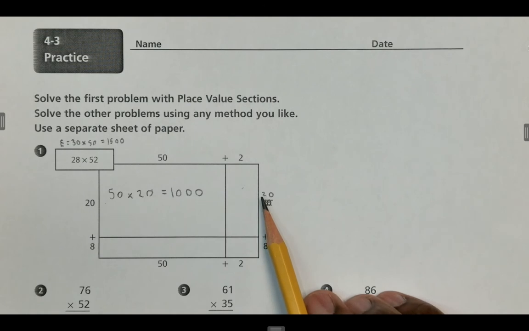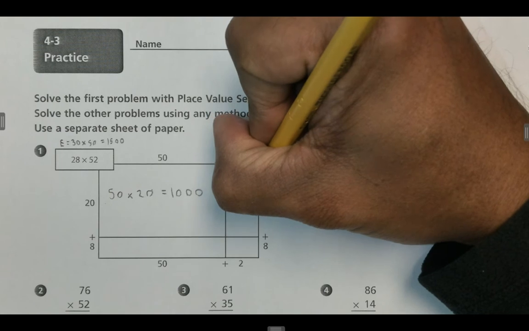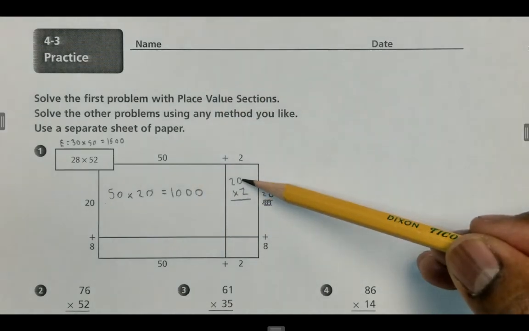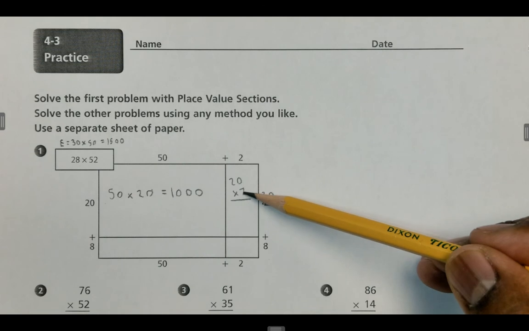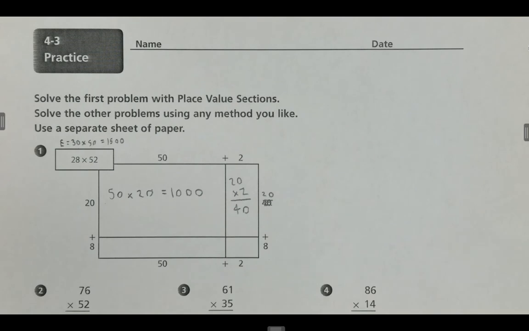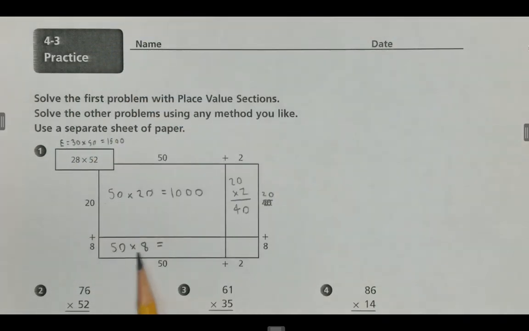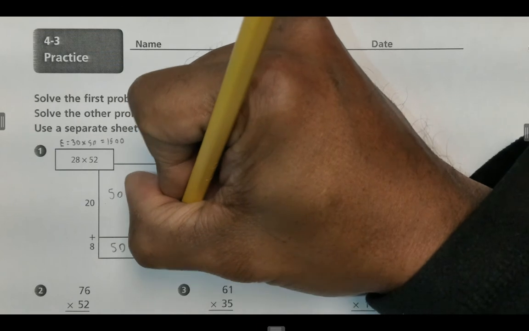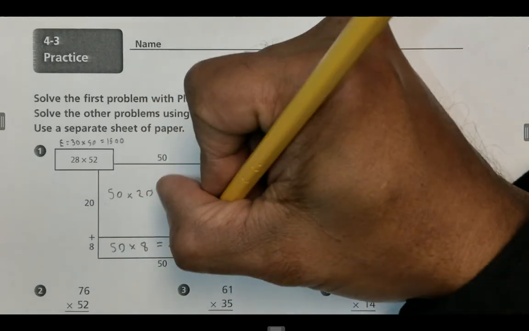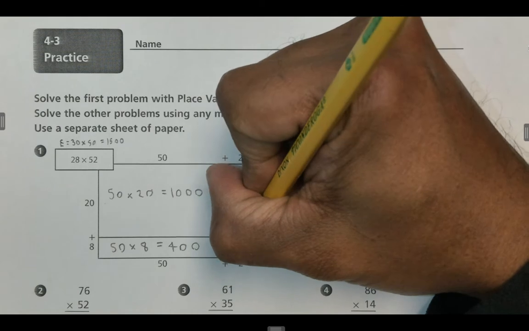Over here, 20 times 2. I've got 1 zero. Multiply my non-zeros. 2 times 2 is 4. And then add the 0 to the end to get 40. 50 times 8. I've got 1 zero. Multiply my non-zero digits. 5 times 8 is 40. And then add the 0 to the end to get 400. And finally, the smallest section is simply 2 times 8, 16.